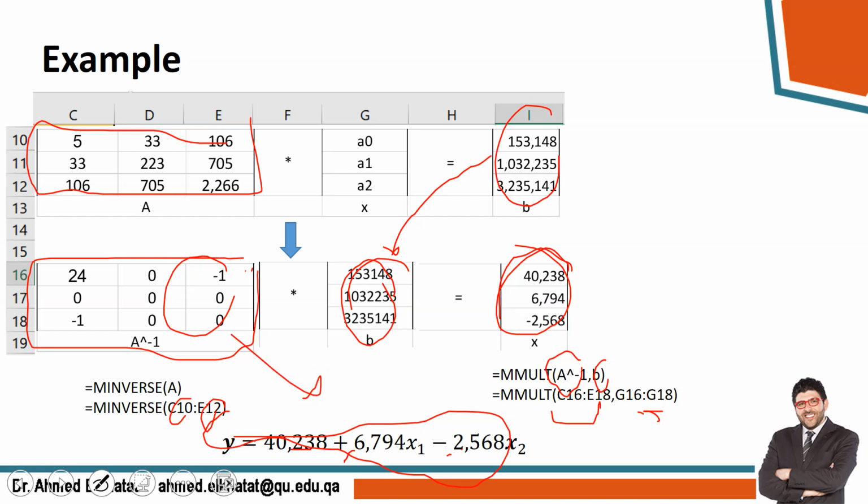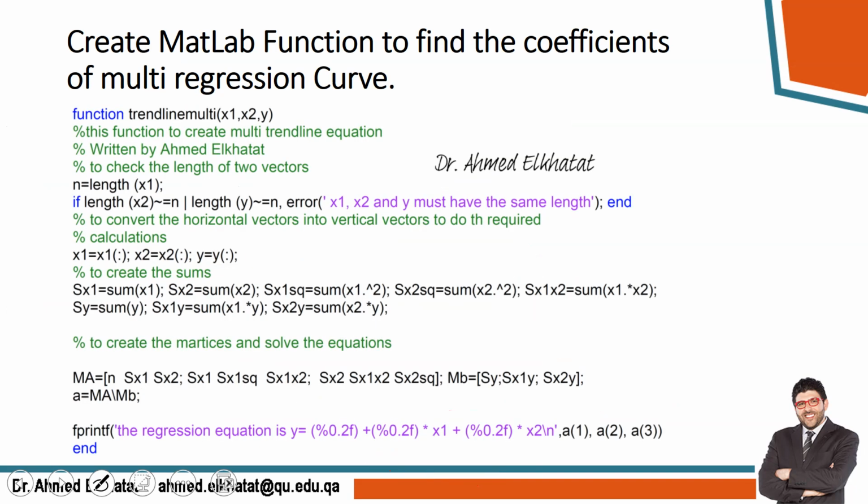Okay, now let's go for MATLAB. MATLAB is exactly what we did last time for the previous examples. The only difference is to change the size of the items of the matrix itself. So I called this function trend_multi. Here we have to put three inputs. We have to put x1, x2, and y. You can put any comments you want to add.